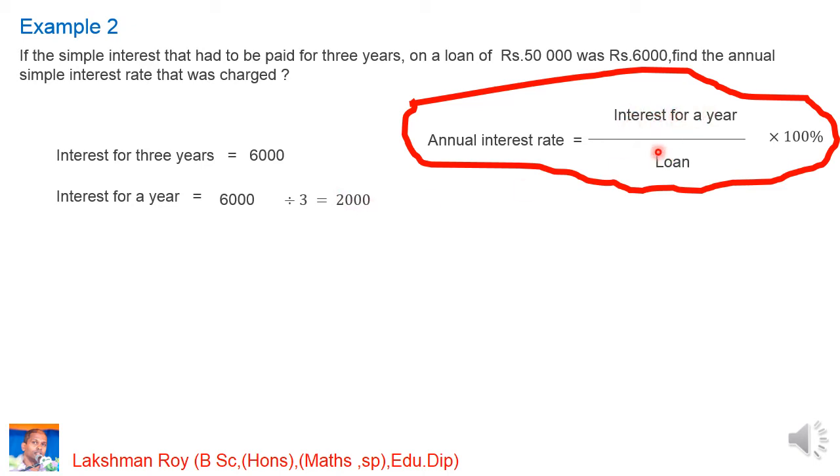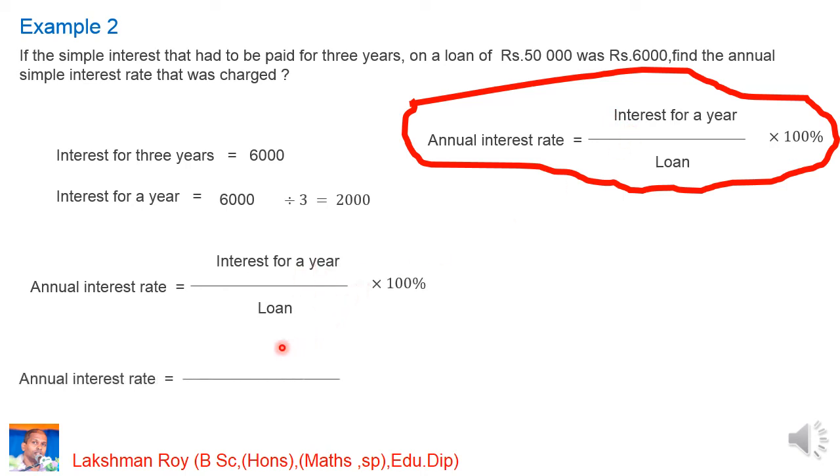So the interest for 1 year is already found. The loan given there is 50,000, so we can put it into this formula. Now you get the annual interest rate, right? The annual interest rate is, you can substitute here, interest for 1 year is 2,000 and the loan is 50,000 rupees, then multiply by 100%, right?